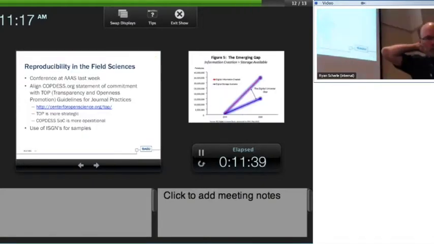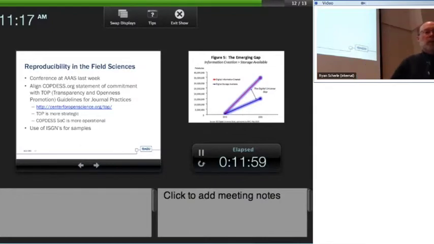A couple other things I want to just close with. As I mentioned, we just had a meeting following up this earlier meeting on reproducibility in the field sciences, spanning earth and space sciences and ecology, evolutionary biology, things like that. Cliff from ESA was there. As I mentioned, ESA was a co-sponsor of it.